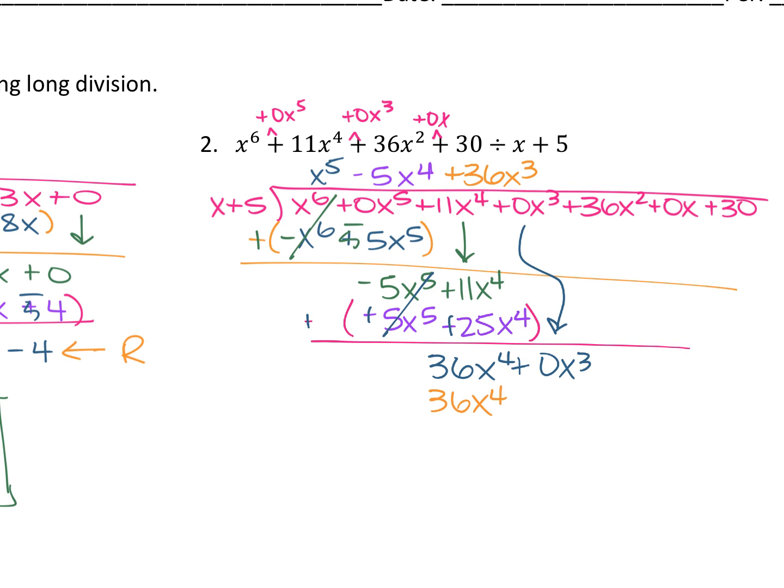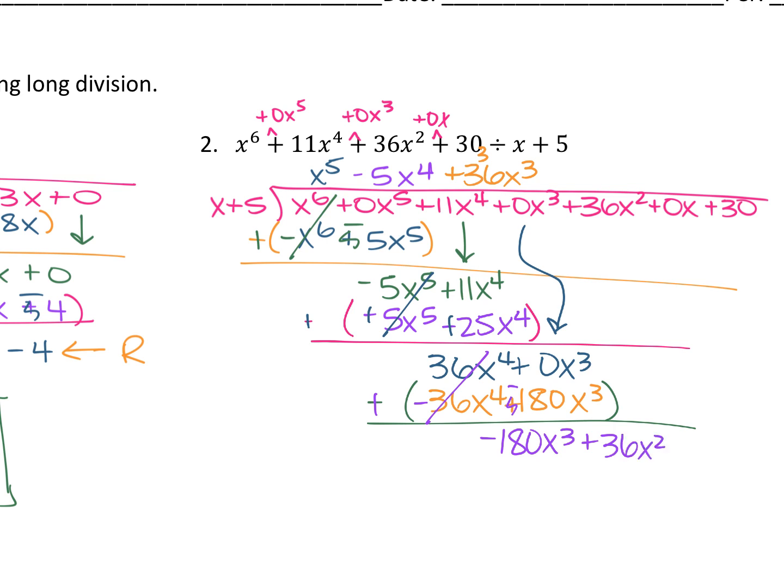And then 36 times 5, 5 times 6 is 30. Carry the 3. 5 times 3 is 15, plus 3 is 18. So that's 180x cubed. So we're going to subtract these, add your opposites. It gives you negative 180x cubed plus 36x squared.